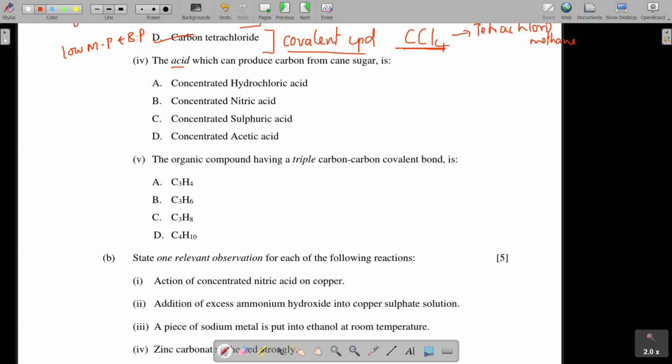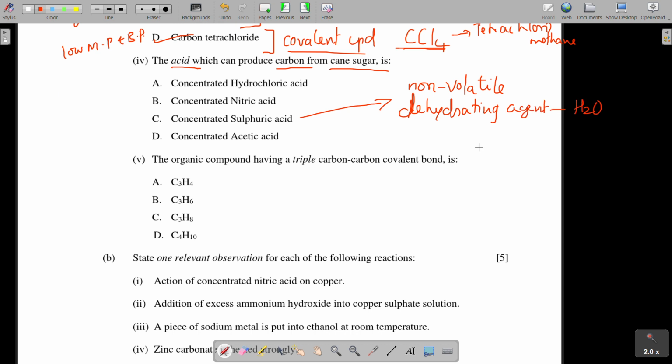Next question. The acid which can produce carbon from cane sugar. Okay, the acid. We have all the types of acids here: hydrochloric, nitric, sulfuric, acetic, all are concentrated. Now we should know the nature of sulfuric acid. Concentrated sulfuric acid is a non-volatile acid. It's a dehydrating agent. We learned about this even in grade 9, right? Dehydrating agent means it will take away water molecules.